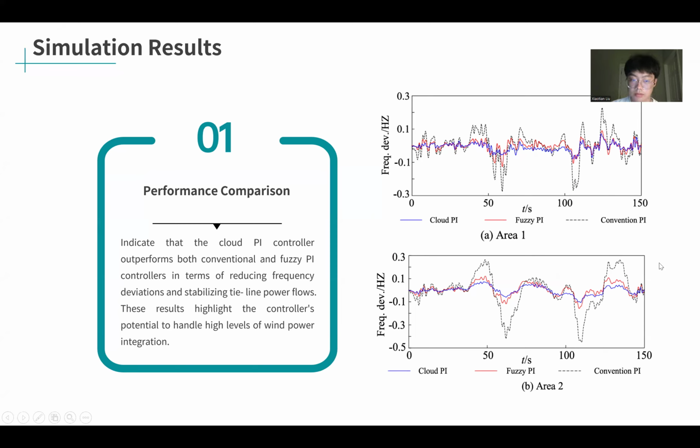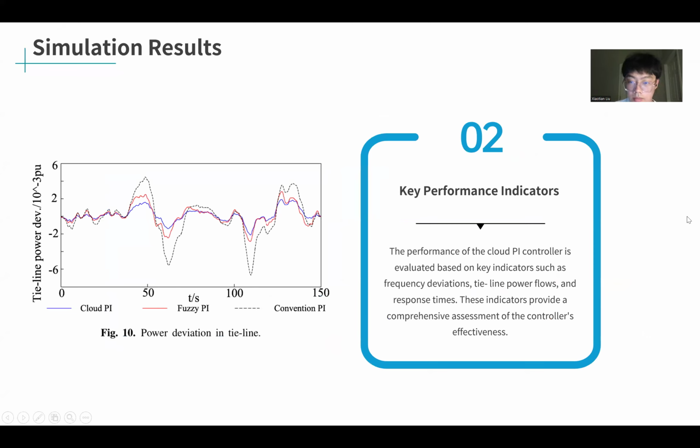It indicates that the cloud PI is the most stable. Actually, the performance of the cloud PI controller is evaluated based on key indicators such as frequency deviations, tie-line power flows, and so on. As you can see, for the power deviation in the tie-line, the cloud PI controller is the most stable one. It fluctuates the least.